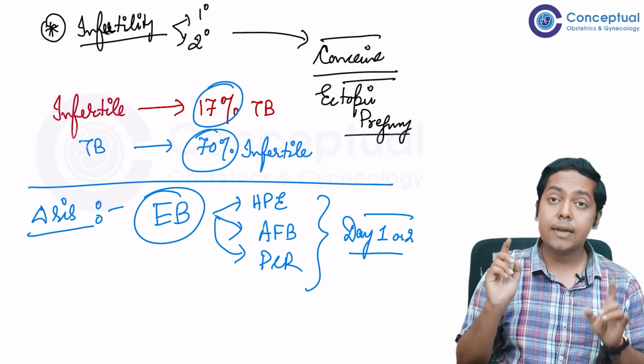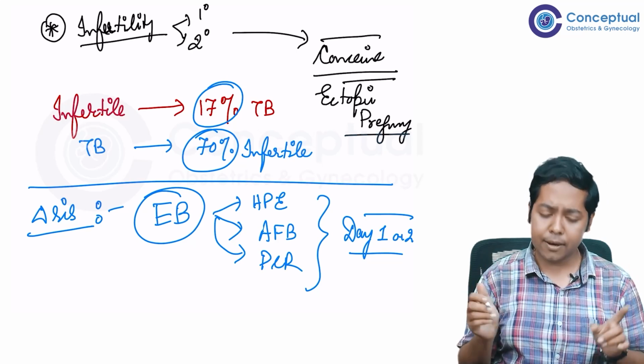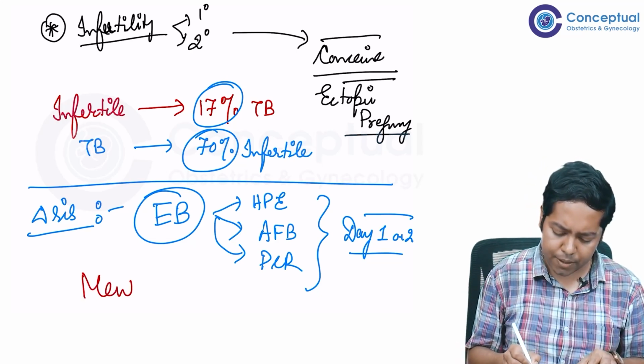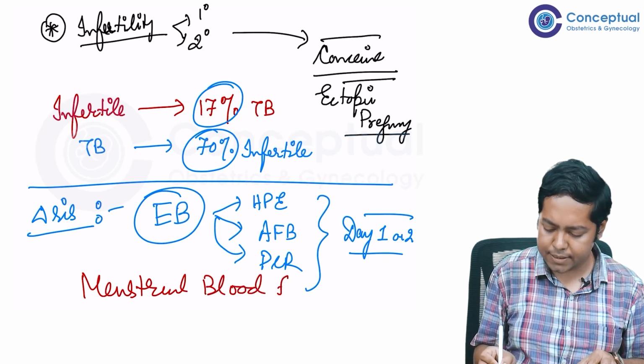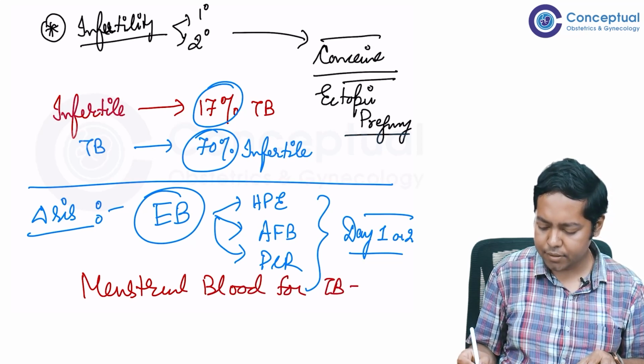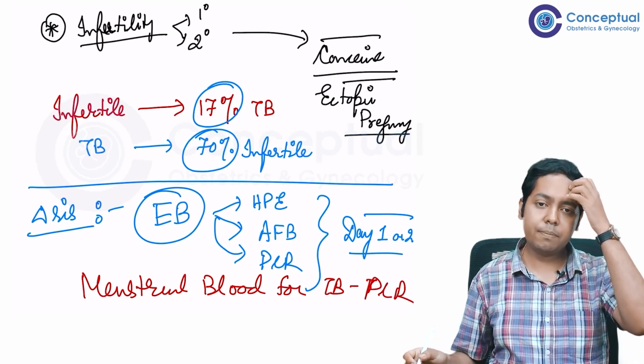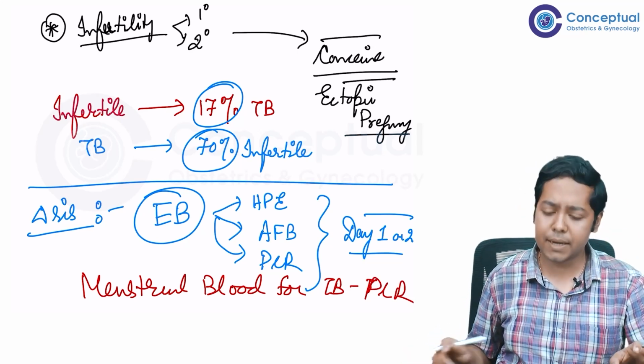Patients who are nulliparous or patients who are unmarried, for them menstrual blood is sent for TB PCR. Menstrual blood is sent for polymerase chain reaction. In them, we don't do endometrial biopsy. So this is how we make a diagnosis.